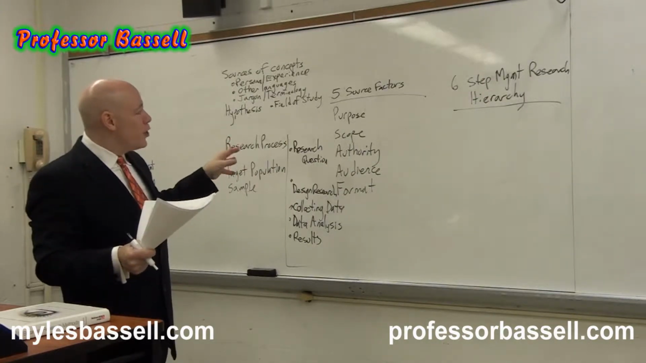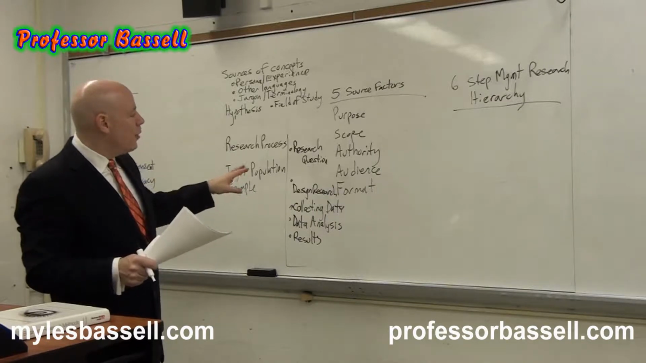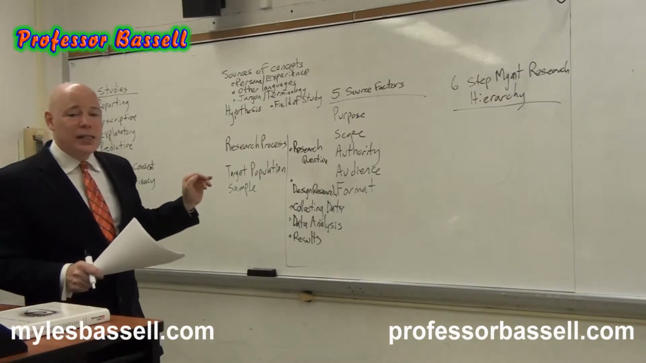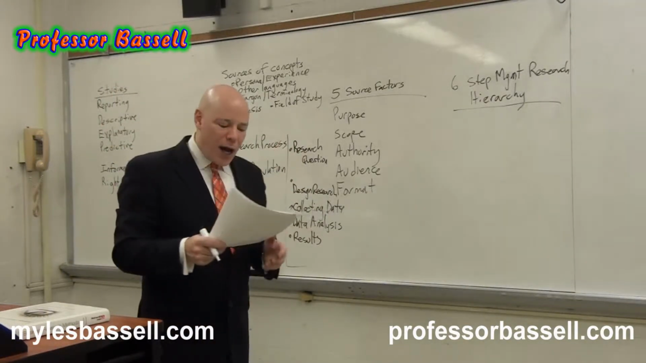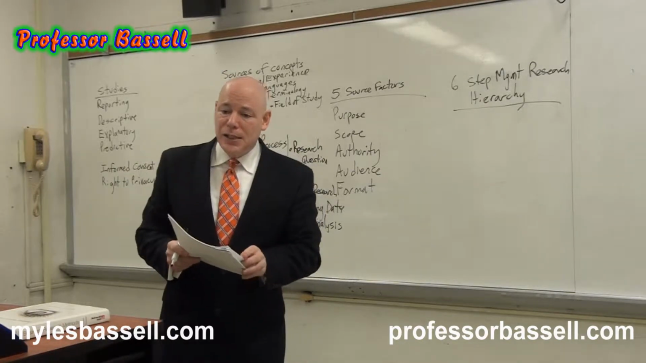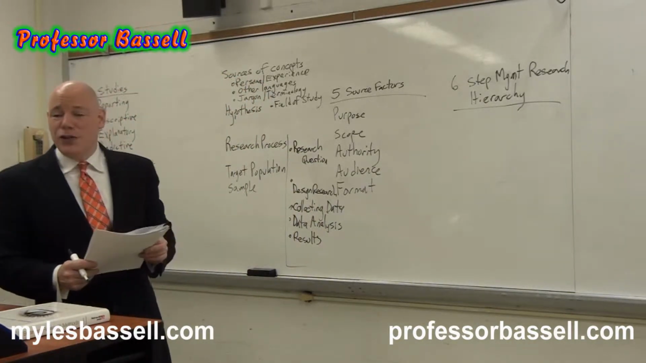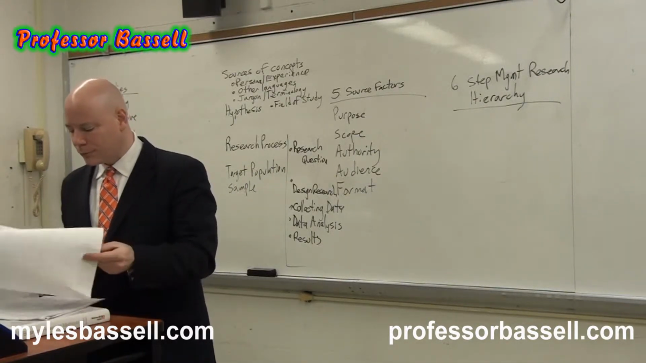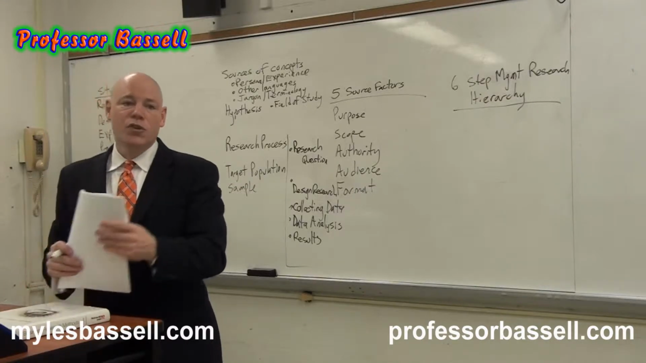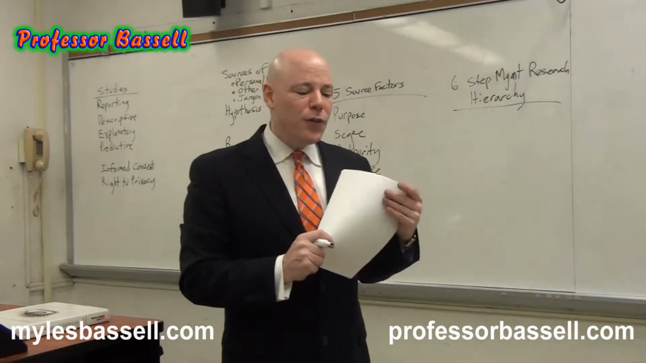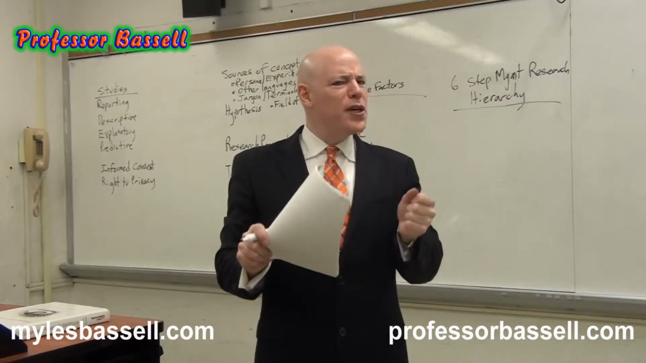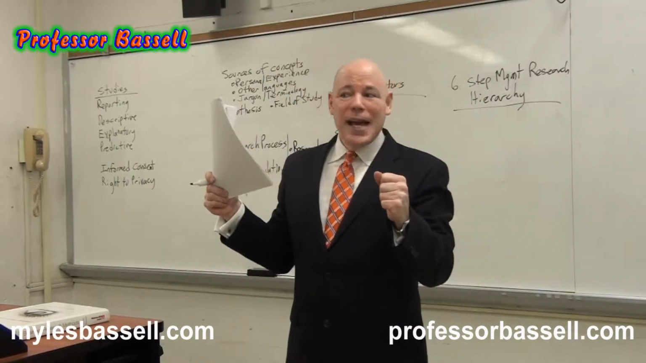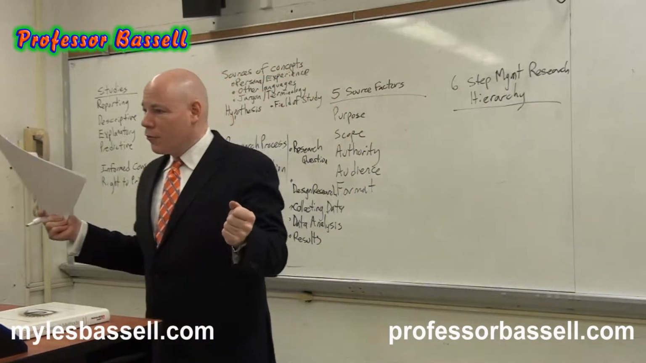So some source factors that we need to consider are these 5. Purpose, scope, authority, audience, and format. So what is that? How does the purpose play into a factor that we're going to use to evaluate a source? So when we download a research report, we should think about the purpose. What was the purpose of doing this research and making it available? Is there some hidden agenda for this research?